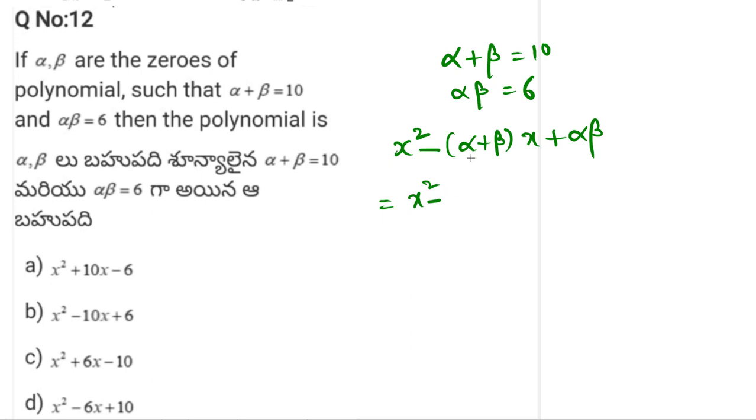So this is equal to x square minus alpha plus beta, that is given as 10. So 10x plus alpha into beta, that is given, that is 6. So option B is correct in this case. X square minus 10x plus 6. Let us go to the next problem.